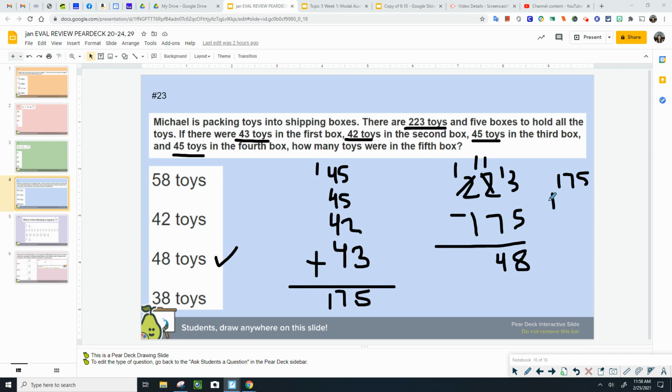Okay, those two numbers. And you should end up with that 223. 13, carry a 1. 8 plus 4 is 12, plus 1 is 2. And I get that 223 that I started with. That's a good way to check yourself.